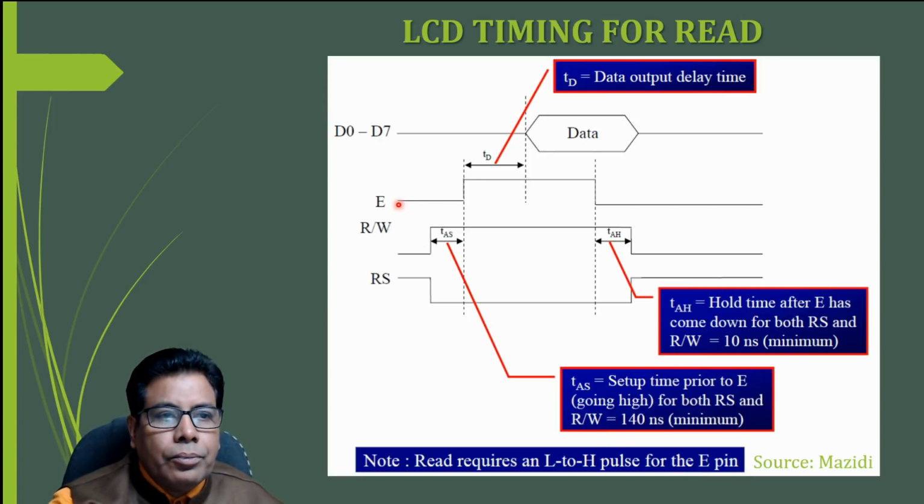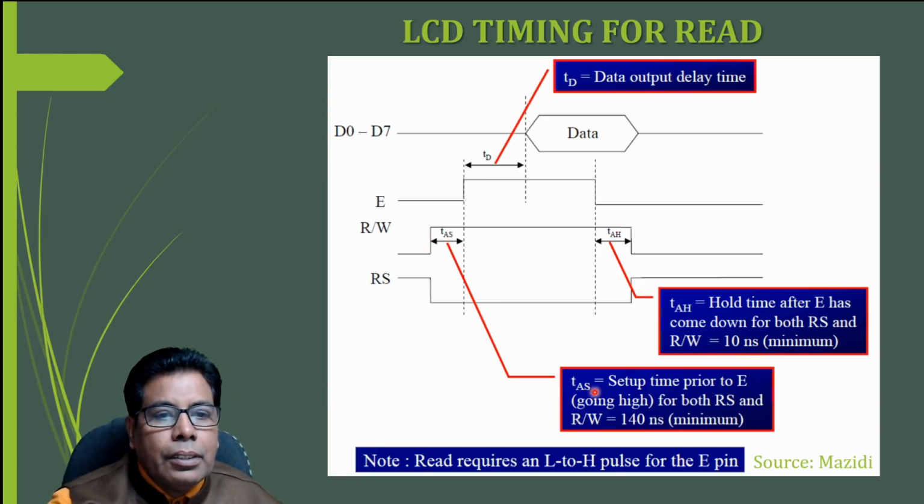So the enable pin will go from low to high, and then it has to remain high for a certain time for the read operation. So this is the data output delay time, TD, and the data will be present after this time on the data lines D0 to D7. Now for the read operation, R/W has to go high.